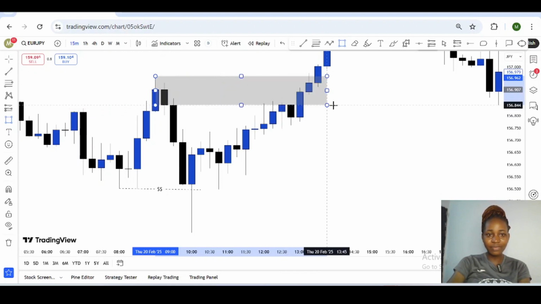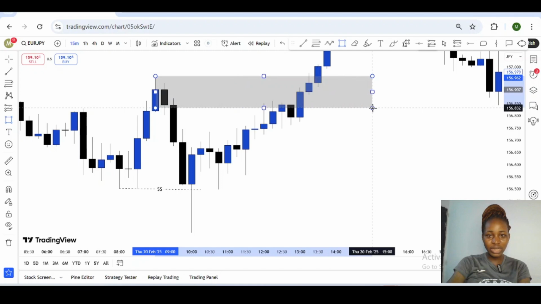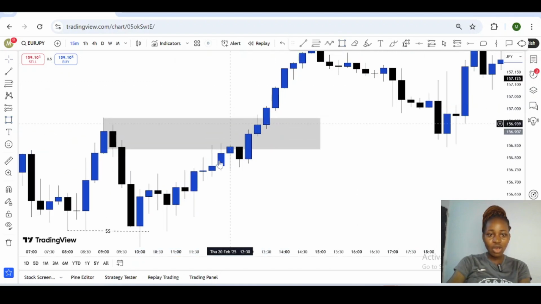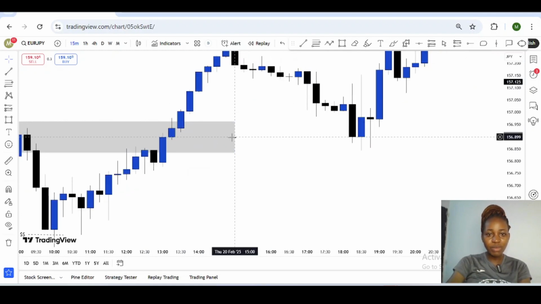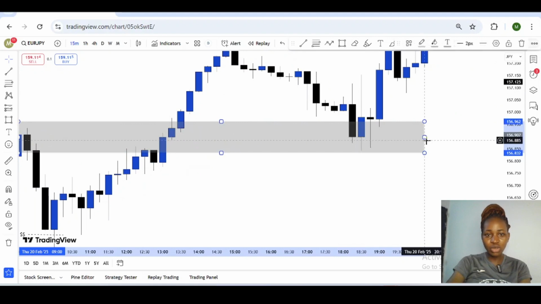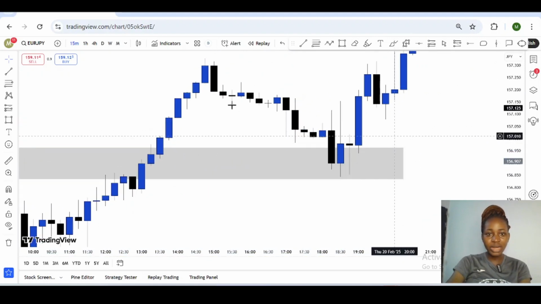But immediately price violated this order block by trading above it like this. Automatically this order block turns to what is called a breaker block, because this order block has failed to hold price and price traded above it. So we want to see price coming back to this same block and respecting it to push price back to the upside. Okay, you can see here price came back.